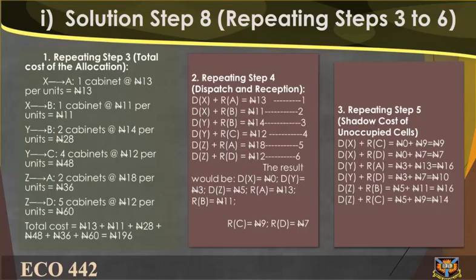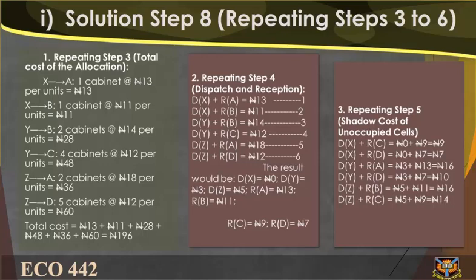I. Solution step 8. Repeating steps 3 to 6. 1. Repeating step 3. Total cost of the allocation. X to A. 1 cabinet at 13 naira per unit equals 13 naira. X to B. 1 cabinet at 11 naira per unit equals 11. Y to B. 2 cabinets at 14 naira per unit equals 28 naira. Y to C. 4 cabinets at 12 naira per unit equals 48 naira.